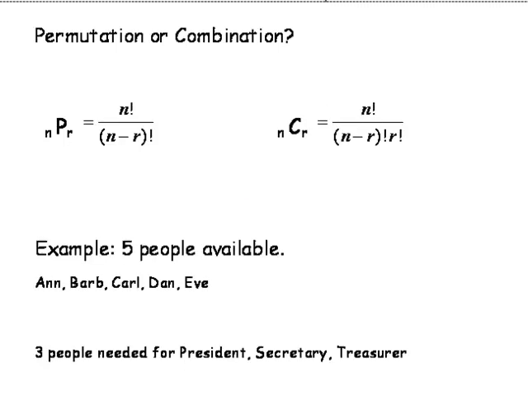Here we have an example of 5 people: A, B, C, D, E. Anne, Barb, Carl, Dan, and Eve. And 3 people are needed for the president, the secretary, the treasurer. It's important who we choose to be the president, followed by the secretary, followed by the treasurer. This will need to be a permutation.